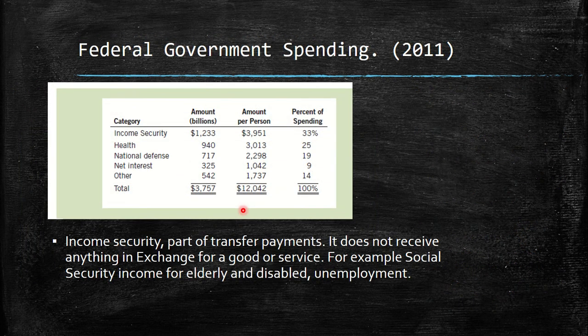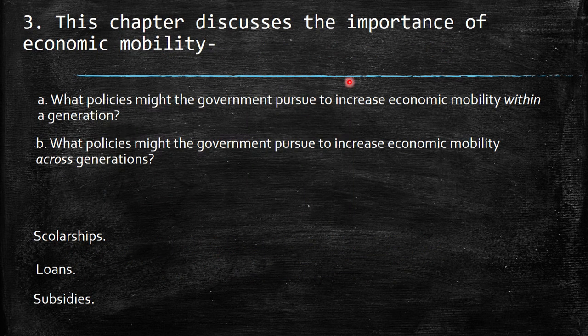Here we know that income security is the other part, the spending of the government. Income security is part of the transfer payments. It does not receive anything in exchange for a good or service. For example, social security income for the elderly and disabled, or for unemployment. So this part makes elderly people have a better situation.